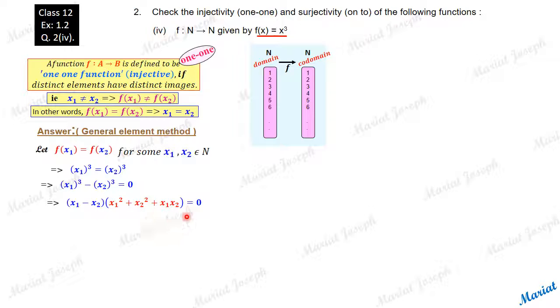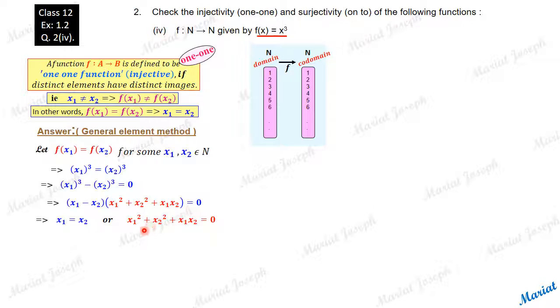The product should be equal to 0. RHS is 0. Now, product of these two factors could be 0 in two ways. Either the first factor equal to 0 or the second factor equal to 0. Now, if the first factor is 0, x1 minus x2 is 0, then x1 is equal to x2. And there is another possibility, this factor could also be 0. So, two possibilities. Either x1 equal to x2, which means x1 minus x2 factor is 0, or this factor is 0. Now, let us check whether this factor could be 0 really.